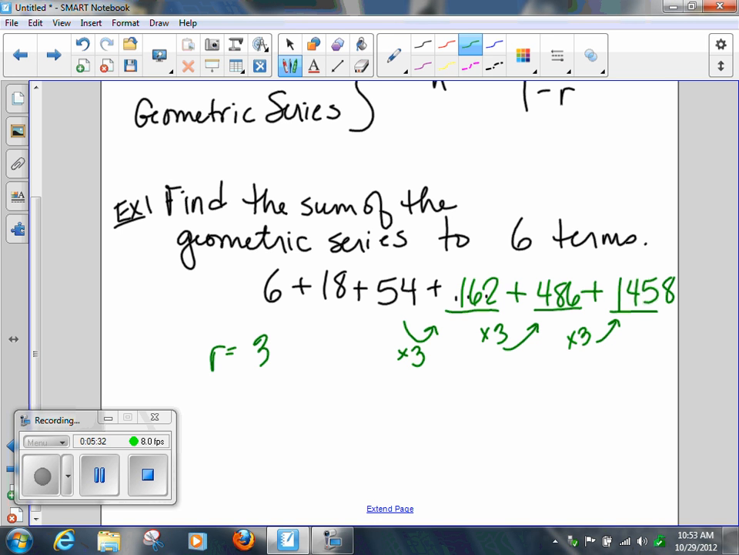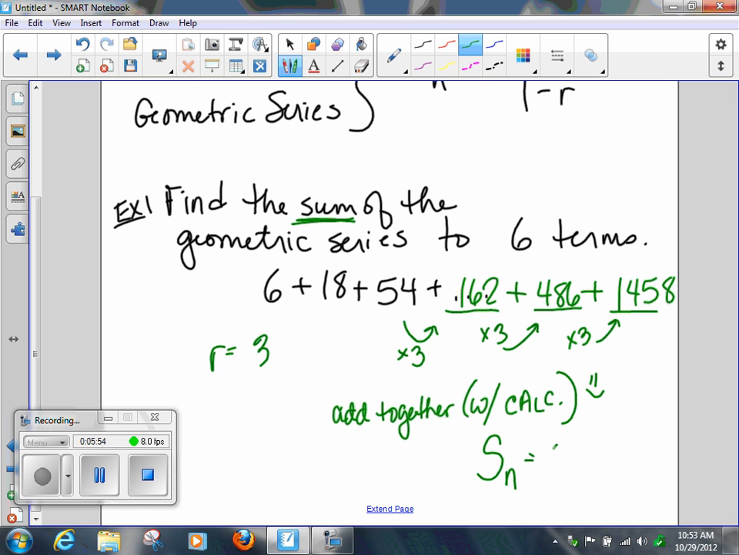No, why not? Because it told you to find the sum, okay? So you add them together with your calculator. And what is that sum going to be? S sub n will be equal to? One more time. How many of you got 2184? Facile, right? Yeah. Yes, ma'am.